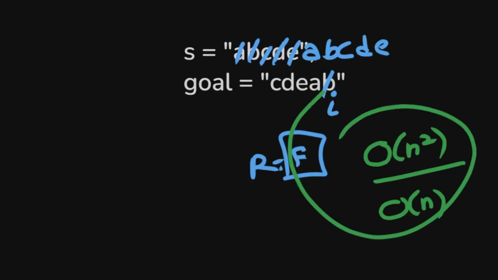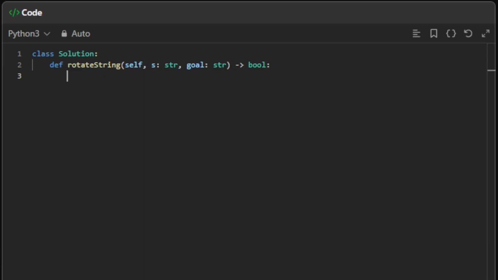So with this in mind, now let's see how to code this up. First, n is the length of the string, and now we can go through every possible shift. So for i in range n, we say that if the string is exactly equal to the goal, we are good to go. We can return true.